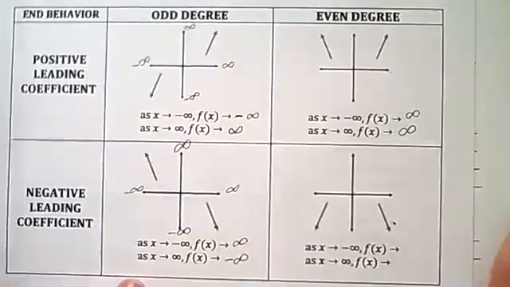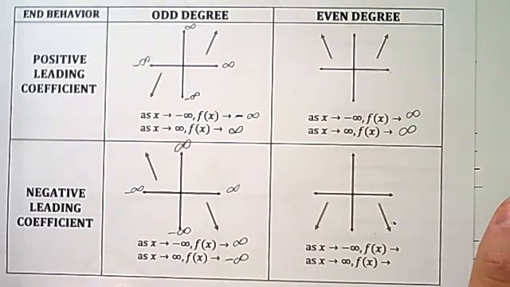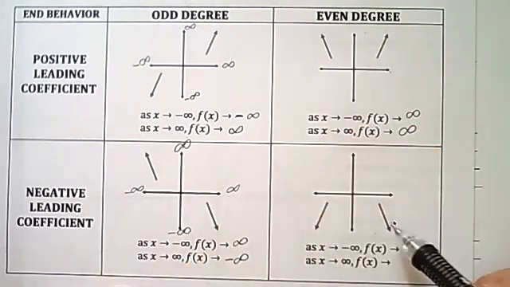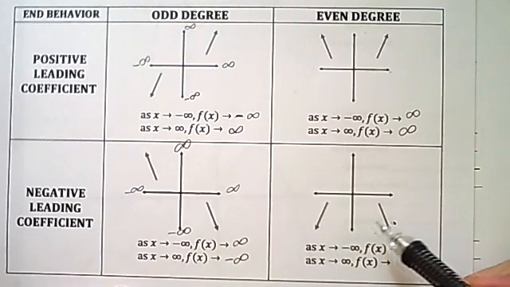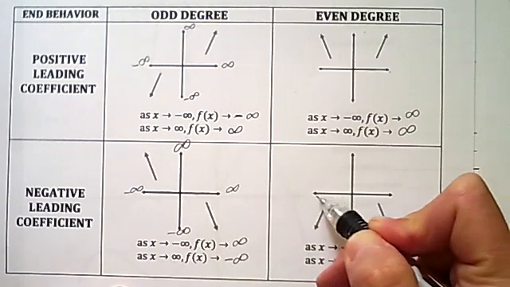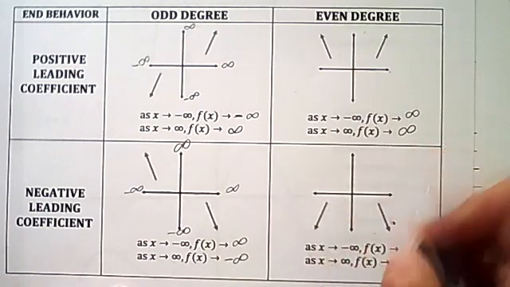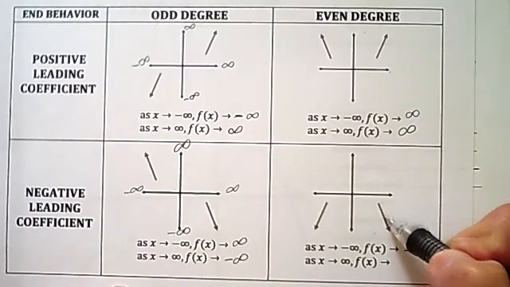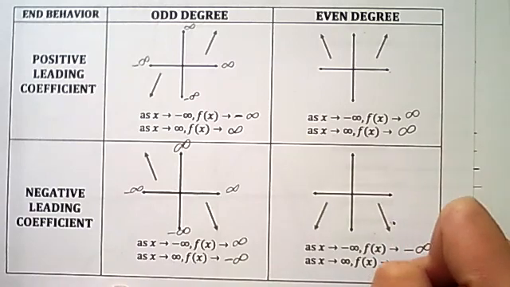Okay, last one to fill in this chart, and then we'll do some examples. So an even degree with a negative leading coefficient, this is what the end behavior of the graphs would look like. They would both point down. So as x approaches negative infinity, so as we go to the left, we're going down to negative infinity. As x approaches positive infinity, to the right, we're going down to negative infinity. So that one's both negative.